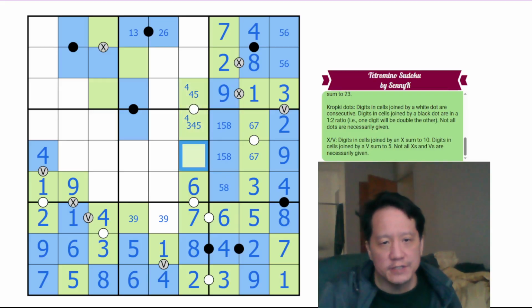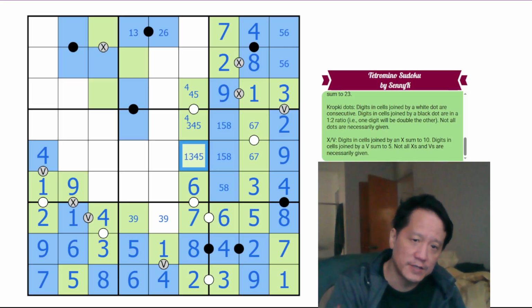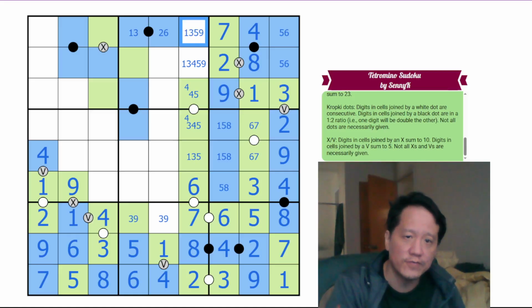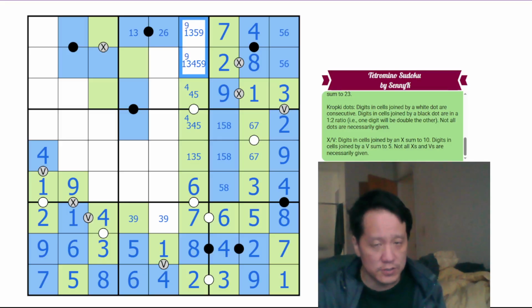We have remaining digits in column 6 as 1, 3, 4, 5, and 9. This can't be 4 or 9. It's 1, 3, 5. 1, 3, 4, 5, 9. No 4 here, obviously. So 9 has to be one of these 2 digits here.